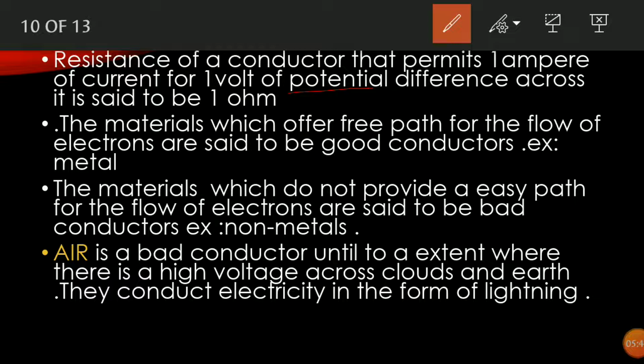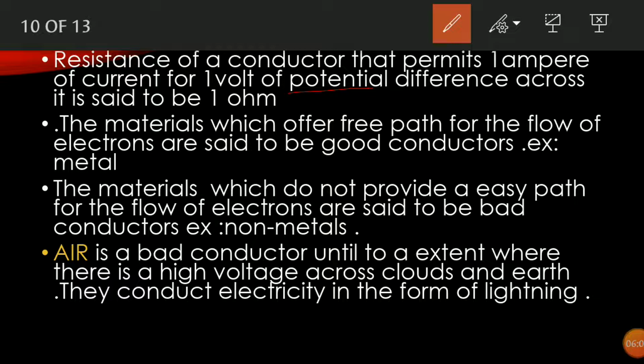Now, how can we classify the conductors based on their resistance? We can classify them as good conductors and bad conductors. The materials which offer a free path for the flow of electrons are said to be good conductors. Example, most of the metals are good conductors of electricity.